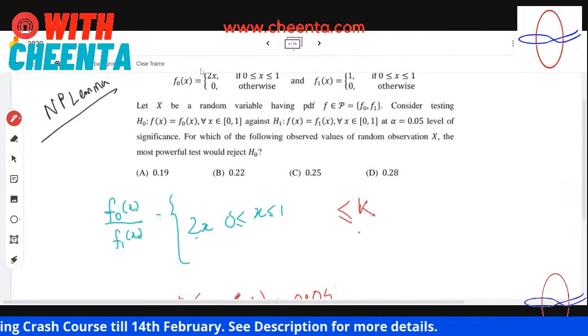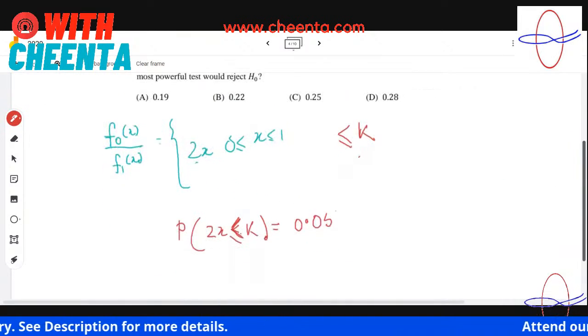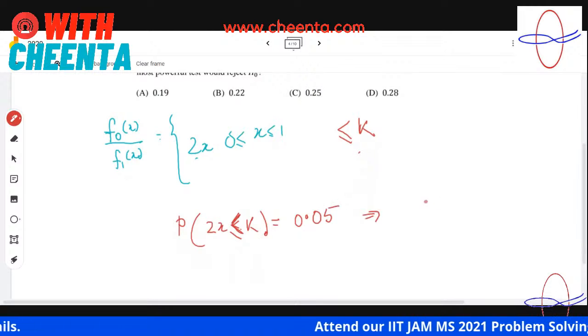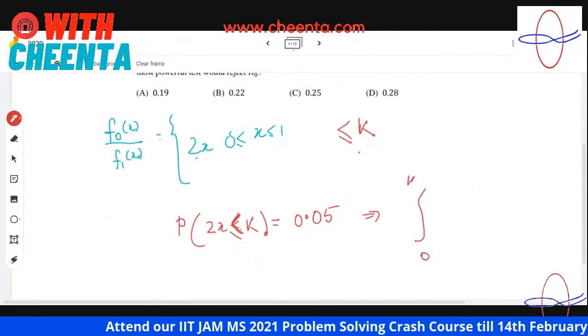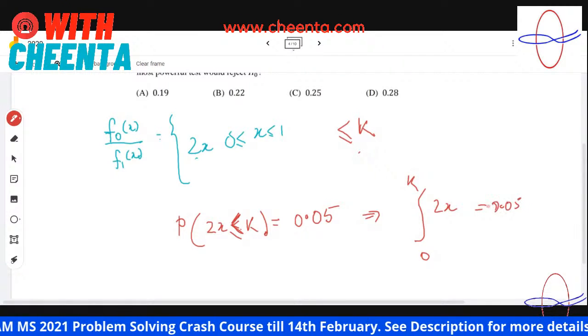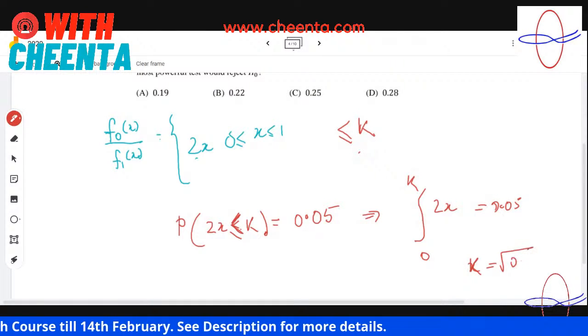Yeah, f0 by f1 is less than or equal to k, okay. So therefore it's 0.05. So let's try to understand, therefore it's an integration, right? So it's the integral from 0 to k of twice x equal to 0.05. So you get that k square is equal to 0.05, k is equal to root over 0.05.